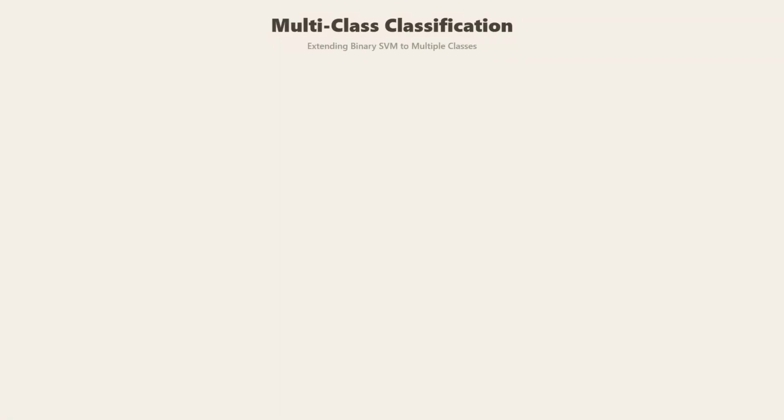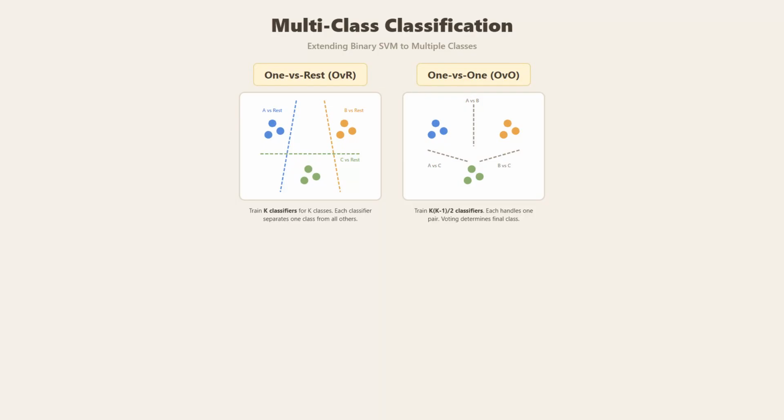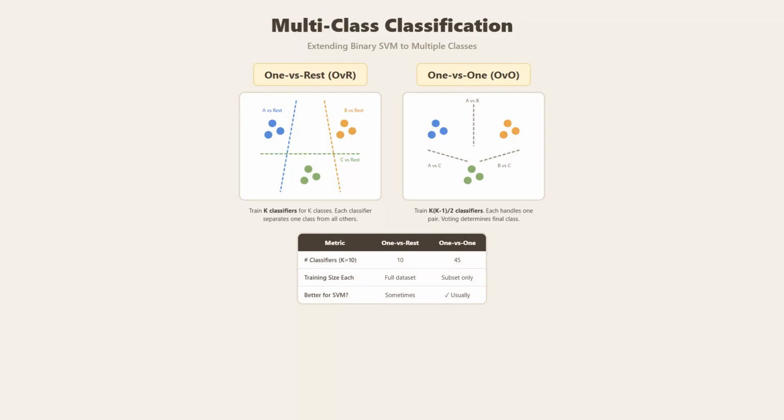SVMs are inherently binary classifiers, but most real-world problems have more than two classes. So how do we extend SVM to handle multiple classes? There are two main strategies. The first is one versus rest, also called one versus all. For a problem with k classes, we train k separate binary classifiers. Each classifier learns to distinguish one class from all the others combined. So if we have three classes, A, B, and C, we train three classifiers, A versus not A, B versus not B, and C versus not C. During prediction, we run all k classifiers and assign the point to whichever class gives the highest confidence score.